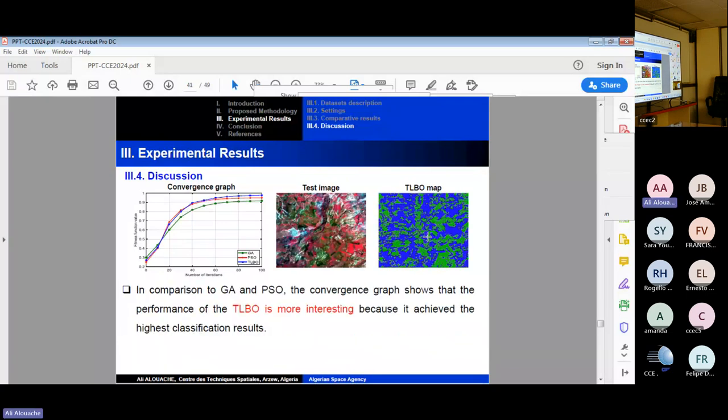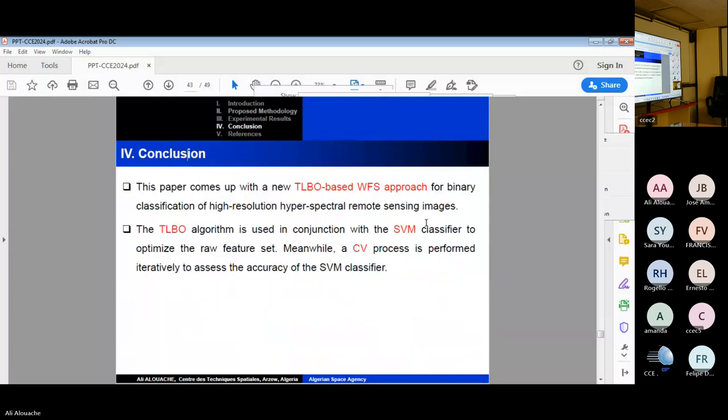In comparison to GA and PSO, the convergence graph shows that the performance of the TLBO is more interesting because it achieved the highest classification results. The optimal feature set that is obtained by TLBO contains three spectral bands, which are green, near 1, and SWIR 1. This feature set is the most informative on the vegetation spectral signature. As a result, the superiority of the TLBO map comes into view in contrast to the other methods.